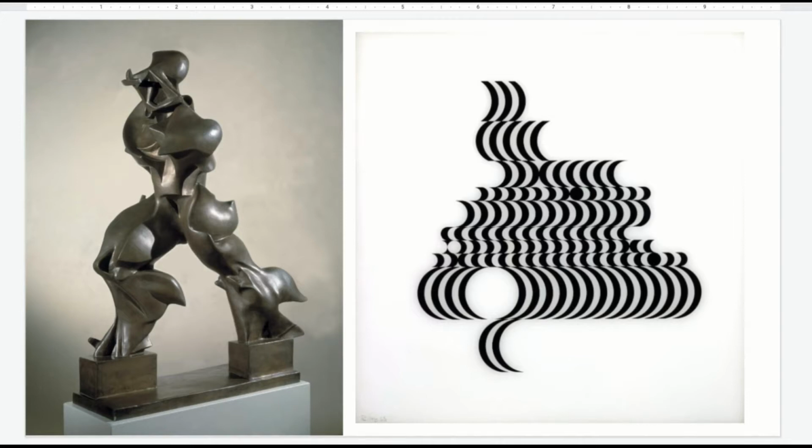Bridget Riley was also inspired by other artists. She went to Venice and saw sculptures by the Italian artist Umberto Boccioni. And here's one of his sculptures on the left. And then she created a painting inspired by the curves of the sculptures.